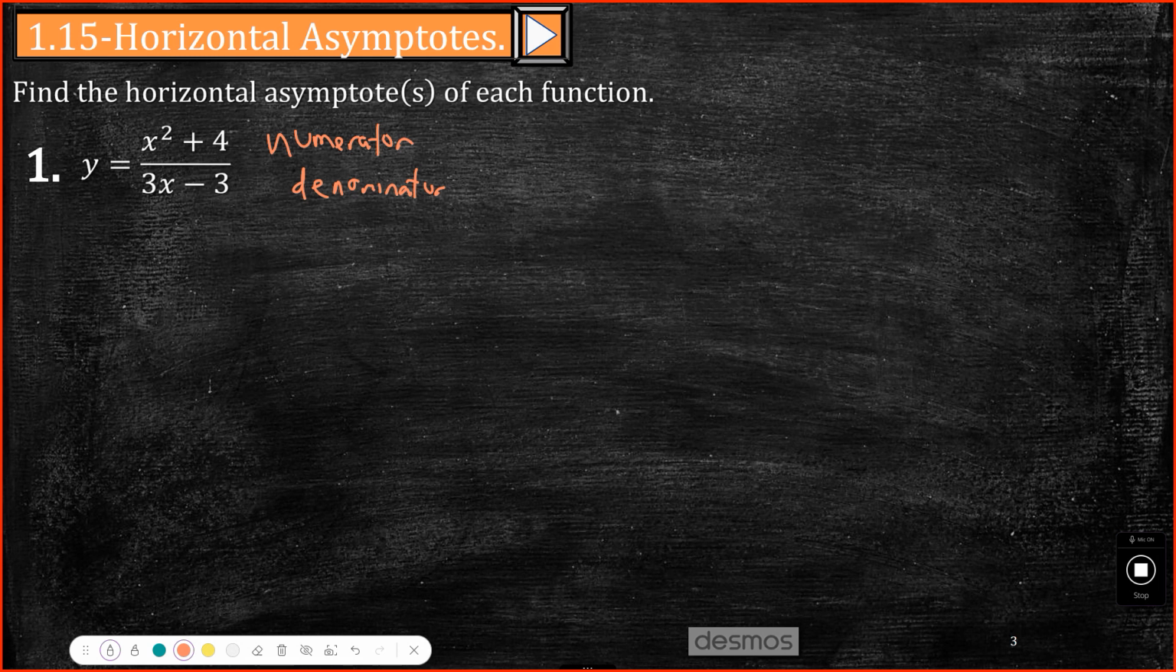The degree of the numerator is second degree, a quadratic, and the degree of the denominator is linear, a first degree. It's very important to know these degrees. So that's a second degree polynomial over a first degree polynomial. Now we're going to find horizontal asymptotes of the function.